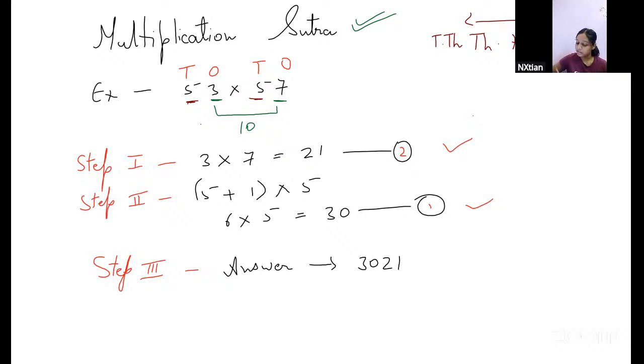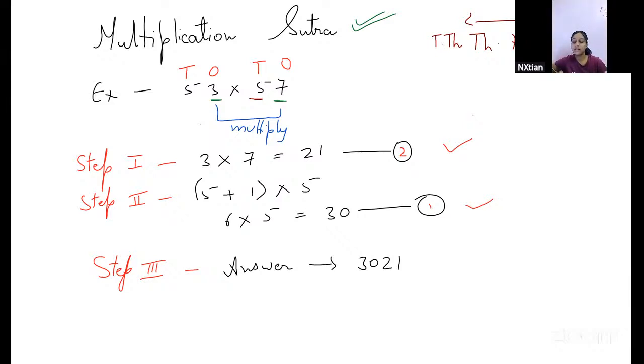Now, what is the first step? The first step is that you take the digits at the ones place and multiply them. This is the first step.